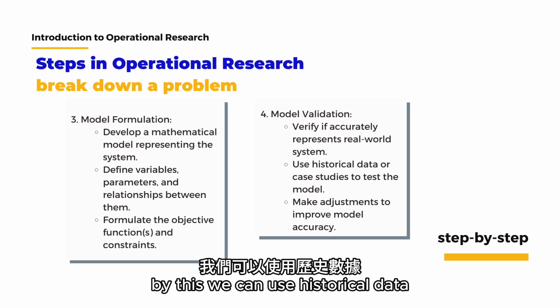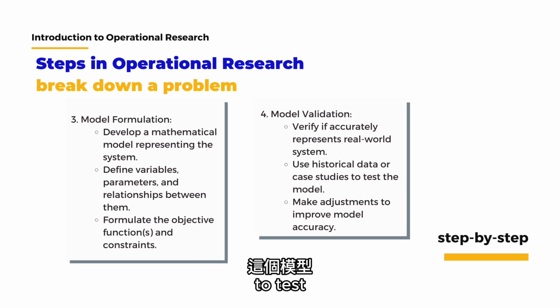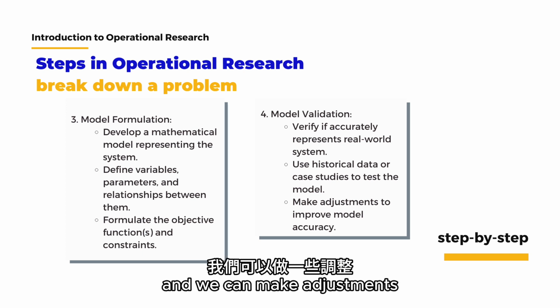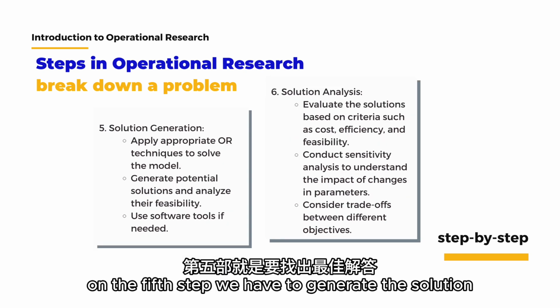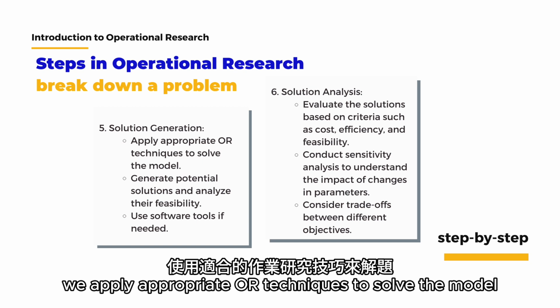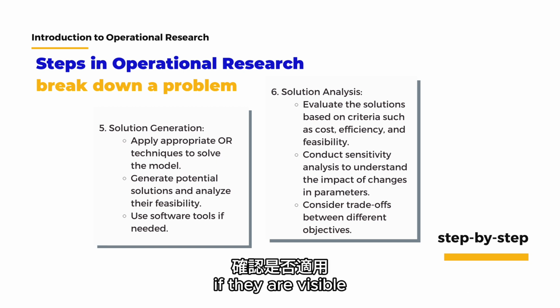By this, we can use historical data or case studies to test this model, to test if it can really represent real-life scenarios. And we can make adjustments to improve the model accuracy. On the fifth step, we have to generate the solution. Based on our model, we apply appropriate OR techniques to solve the model, generate potential solutions, and analyze if they are feasible.